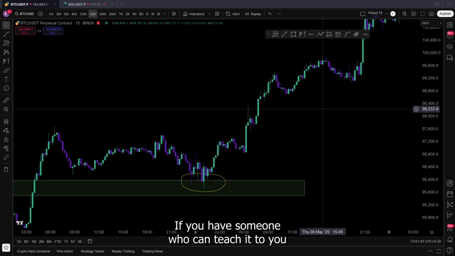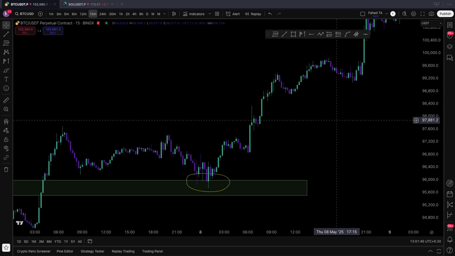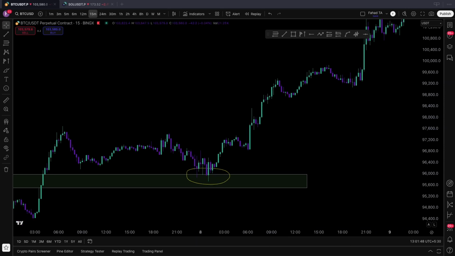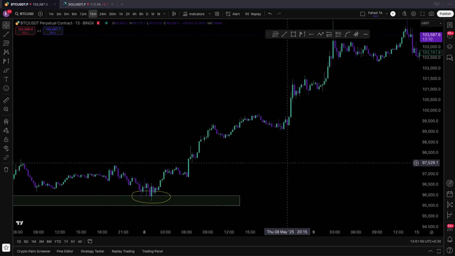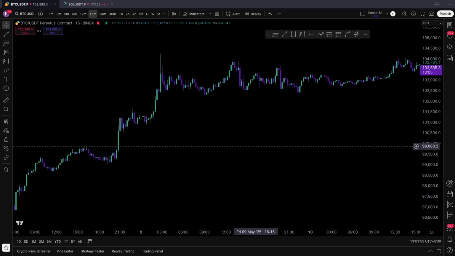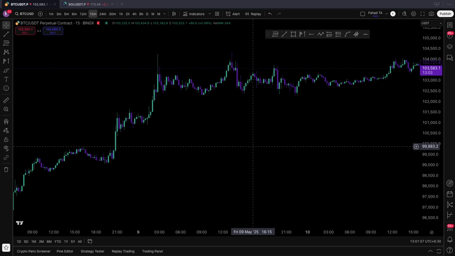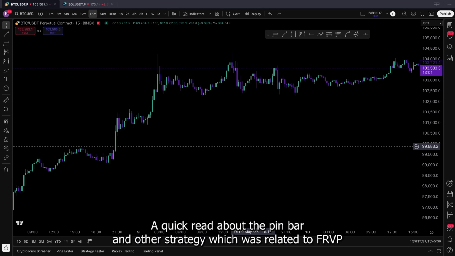If you have someone who can teach it to you in simple terms, be it me or anyone else you want to learn from, these tools are not complicated, but yes, they are advanced. You want to learn them right from the basics. So that is what I had to say about volume footprints and my 2 other pointers, which were about the pin bar and the other strategy related to FRVP.